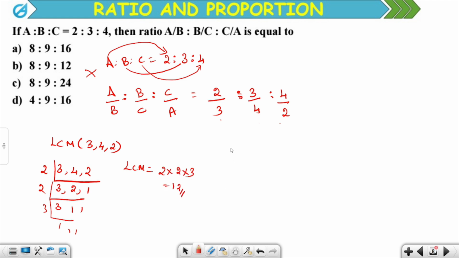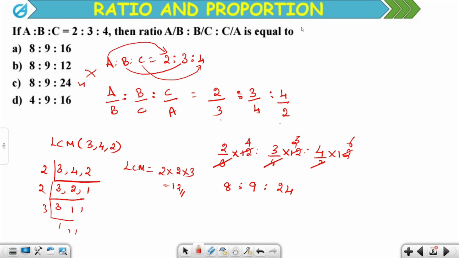Now you have to multiply this 12 with each and every number. That is 2 by 3 into 12, 3 by 4 into 12, 4 by 2 into 12. Now cancel it. 1 time 4 times, 1 time 3 times, 1 time 6 times. So 4 twos are 8, 3 threes are 9, 4 sixes are 24. So what will be the answer? The answer will be 8 is to 9 is to 24.